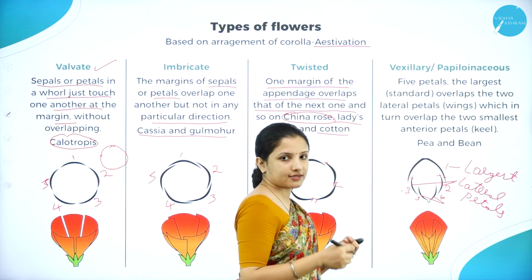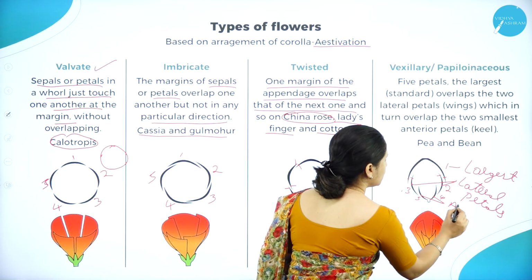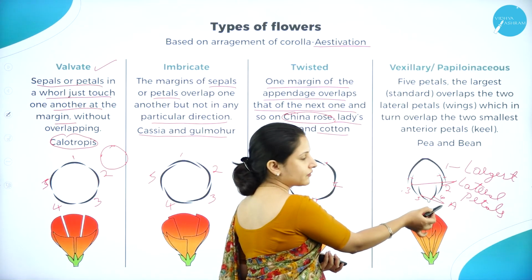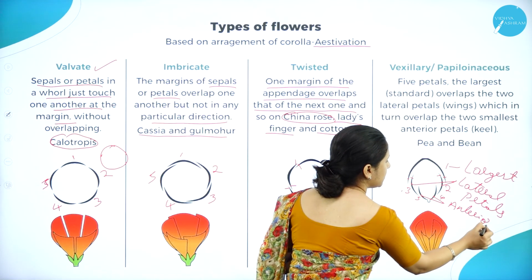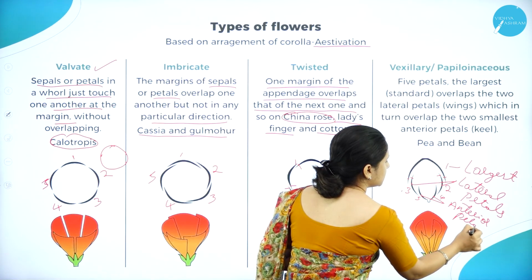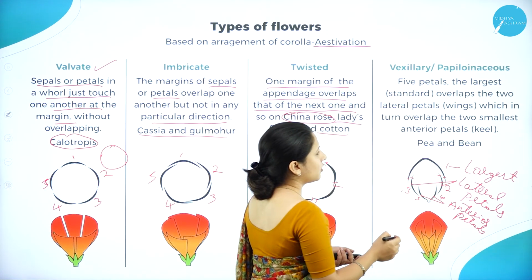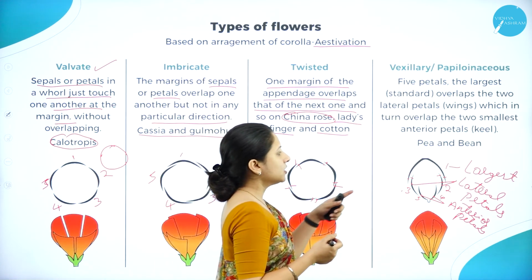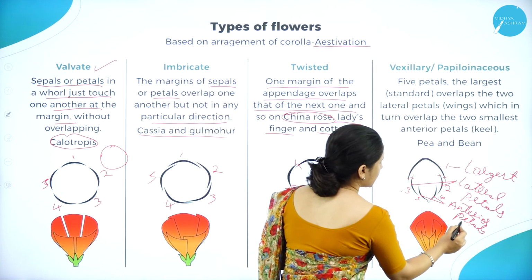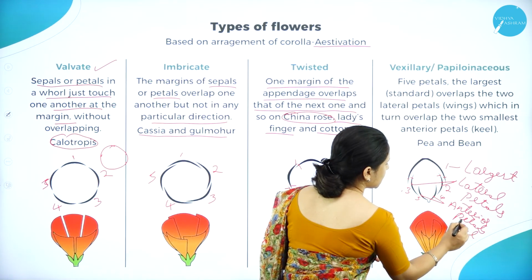Anterior means at the base, at the tip. So these are the 2 anterior petals, the ones which I have numbered 4 and 5. These are the anterior petals. So such a condition is called the vexillary or papillonaceous estivation. These anterior petals are also called the keel.